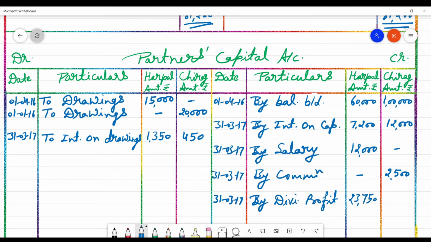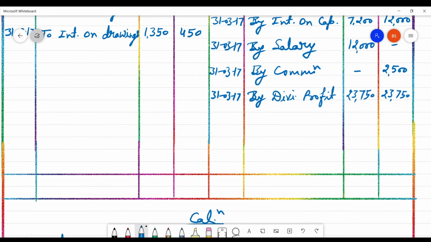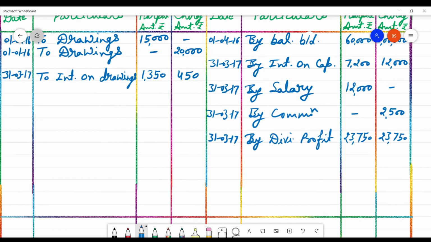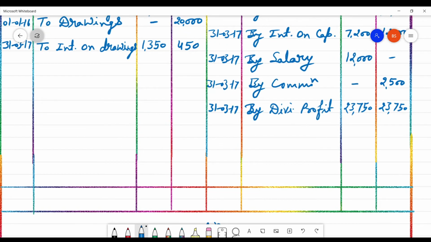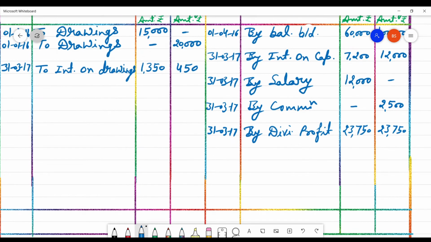$23,750. Then make the total of partners' capital account. Always the credit side's total is more than the debit side's total. So 60,000 plus 7,200 plus 12,000 plus 23,750 equals 1,02,950.